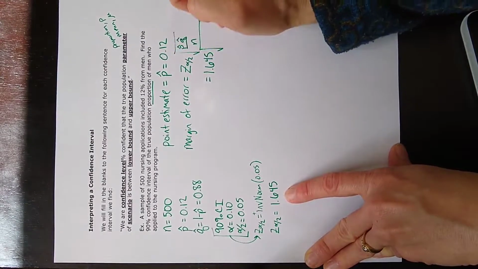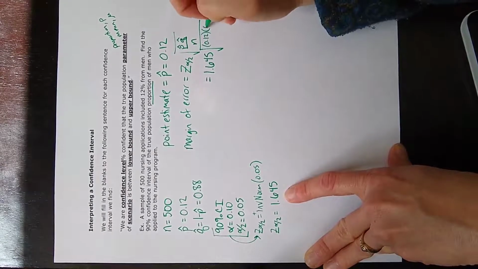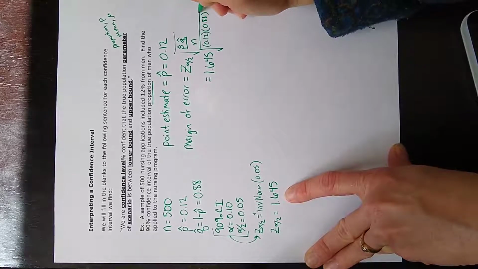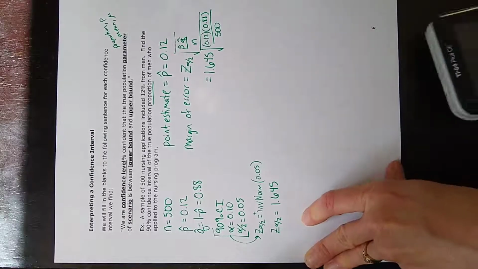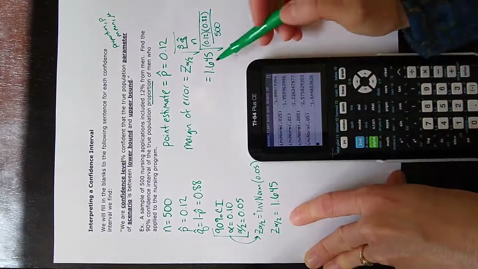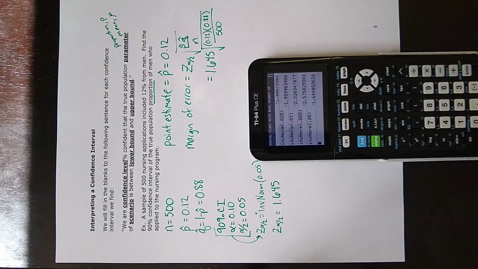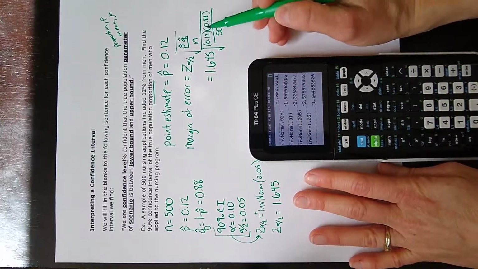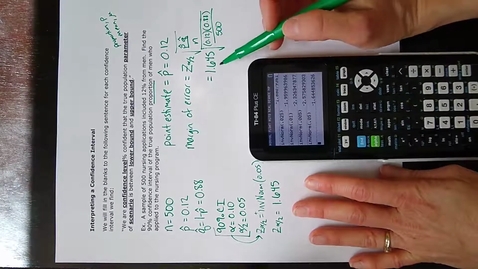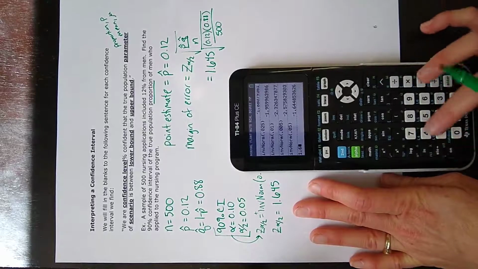Then I've got a big square root. P hat is 0.12. Q hat is 0.88. And this was from a sample of 500 nursing applications, so my n was 500. I want to do all of this in one step in the calculator. I want my answer to be as precise as possible, and I don't want to have to round until the end. So I don't want to multiply these and write down what that is, then divide by 500, then square root, and then multiply by this. I just want to type it all in. So that's what I'm going to do.